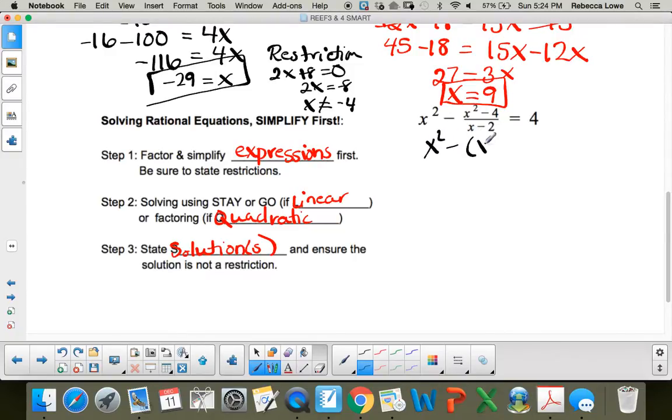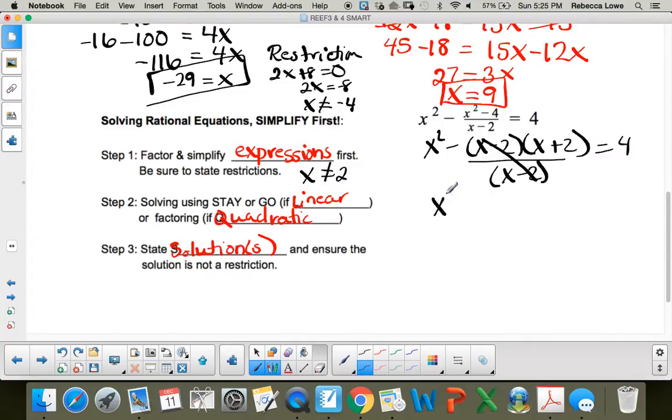I know the numerator factors to x minus 2, x plus 2, and that way I can factor out the x minus 2. Remember, when you factor out something in the denominator, you got to be sure that you write the restriction before it's gone. That should actually be x cannot be positive 2. So that's your restriction. So now we're left with x squared minus x plus 2. And notice I have to distribute in that minus, which is a common mistake that people make.